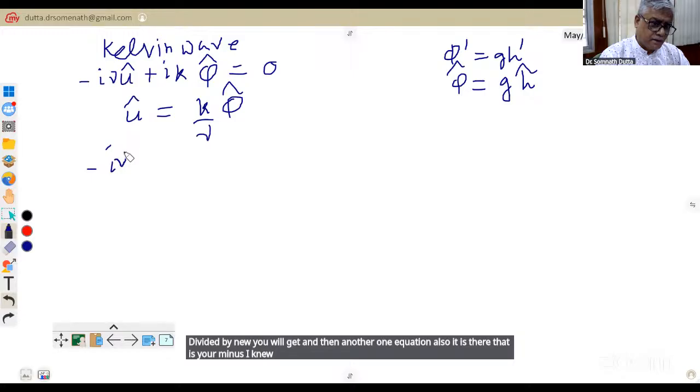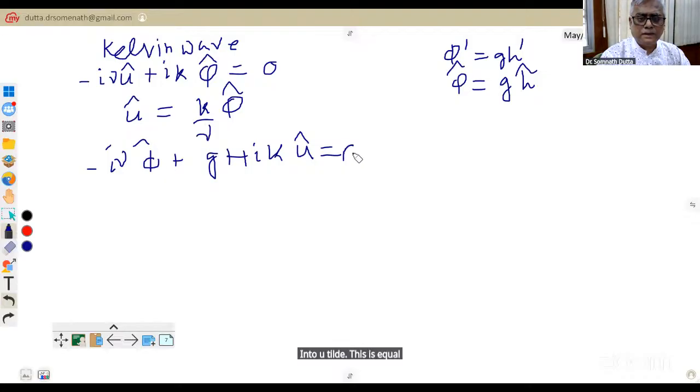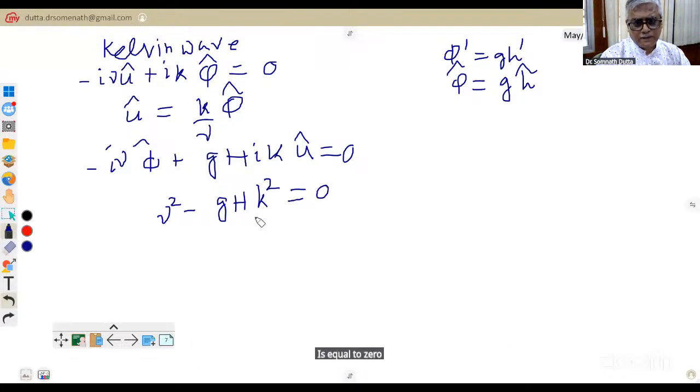nu phi tilde plus g into h into i k into u tilde. This is equal to 0. So from these two equations, if I eliminate, then you will get this dispersion relation, that is nu square minus gh k square is equal to 0. This is the dispersion relationship for the Kelvin wave.